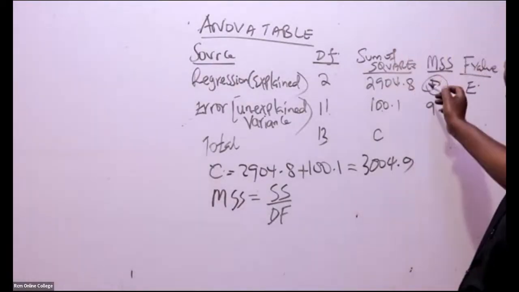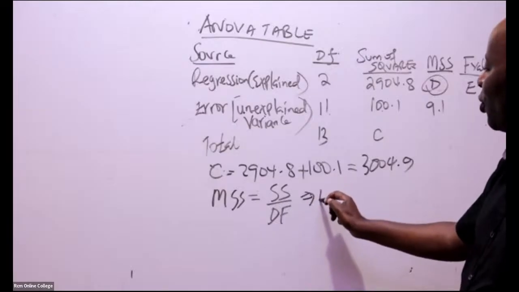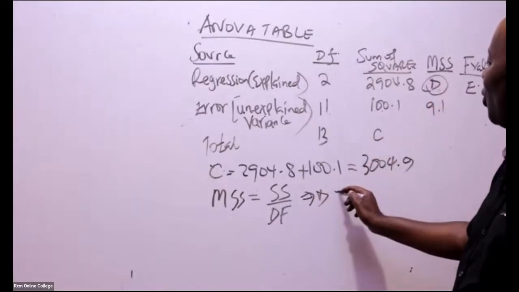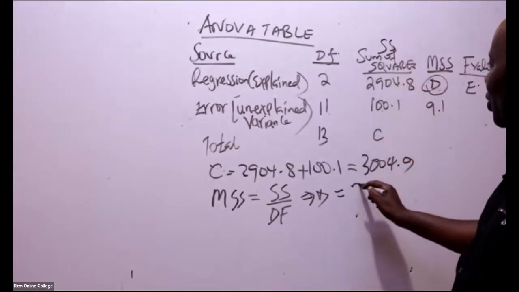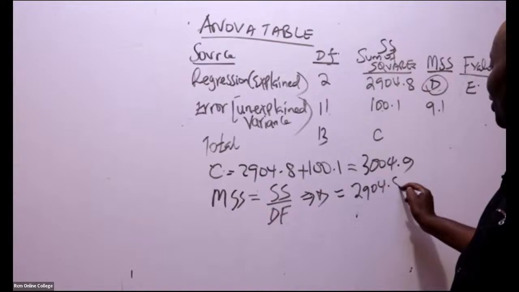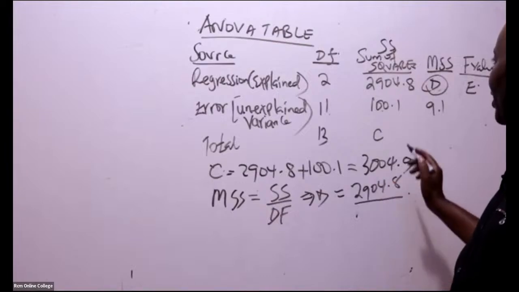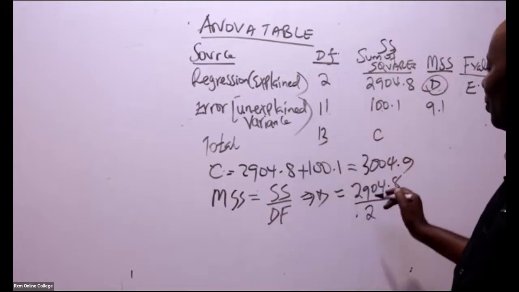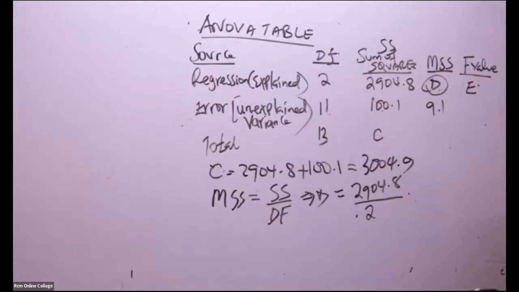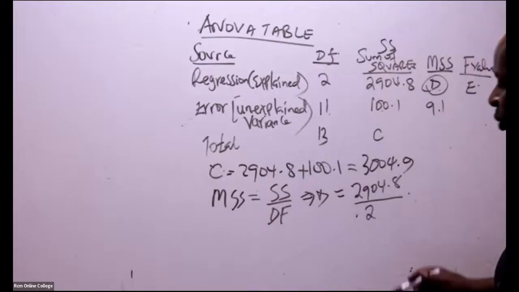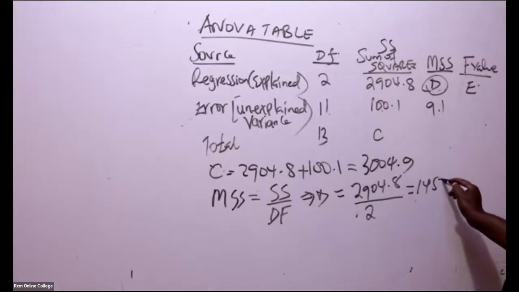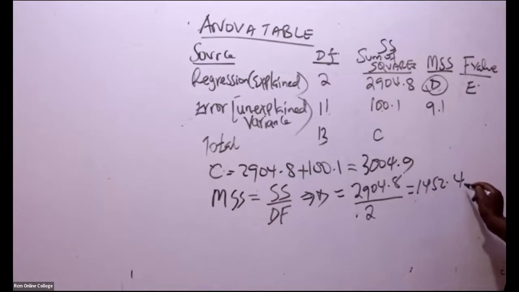So to get D, which is the mean sum of squares, you will take the sum of squares given here, 2904.8. We divide this by the corresponding degrees of freedom, which are 2. Yeah, and already somebody has an answer. They are telling me it is 1452.4, like that.